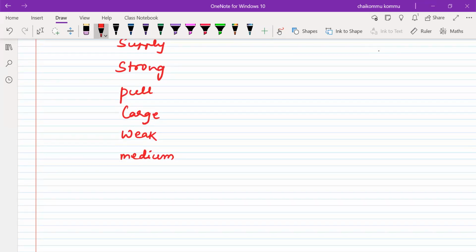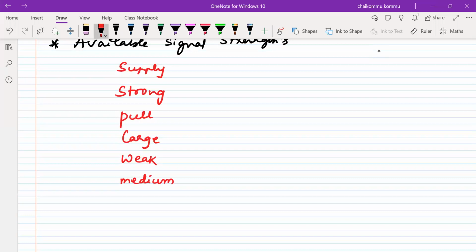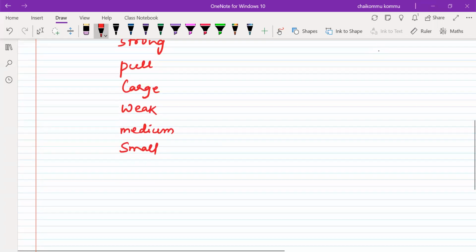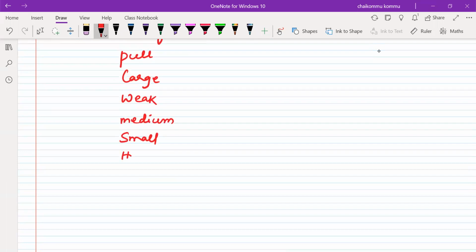S is also a small letter. Please identify that. Supply, this is strong. Next, last but one is small. Small is also one strength. Next one is high impedance. High impedance.